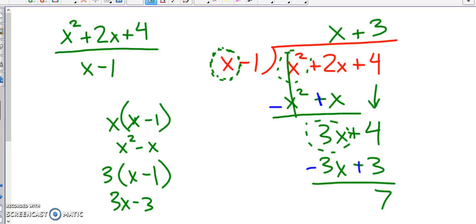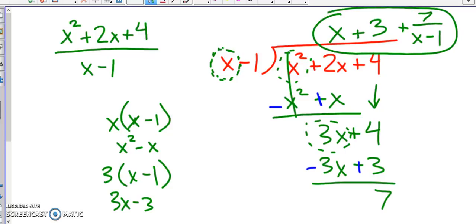Now I can tell when to stop because x doesn't go into 7 at all. So that 7 is my remainder. So that's going to come up here, and I'm going to do plus 7 over x minus 1. X minus 1 because that's my divisor. That's what I'm dividing by. So this is my answer to the question right here. X plus 3 plus 7 over x minus 1. Okay.